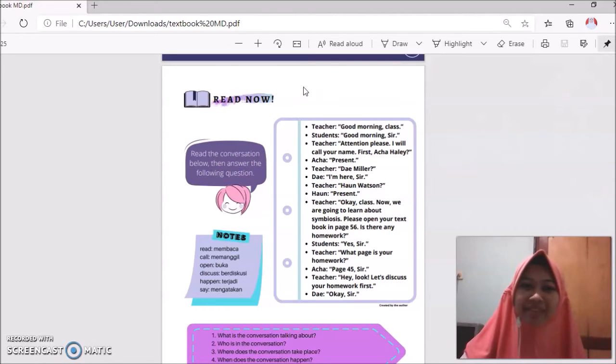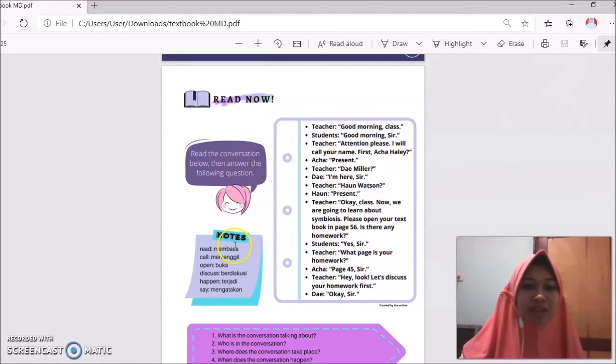Go to the next activity, that is Read Now. This purple chat box is the direction for the activity. In this session, the students are asked to read a dialogue, then they answer the question provided. Apart from reading activity in the class, the teacher can modify this session or use it as homework for students.